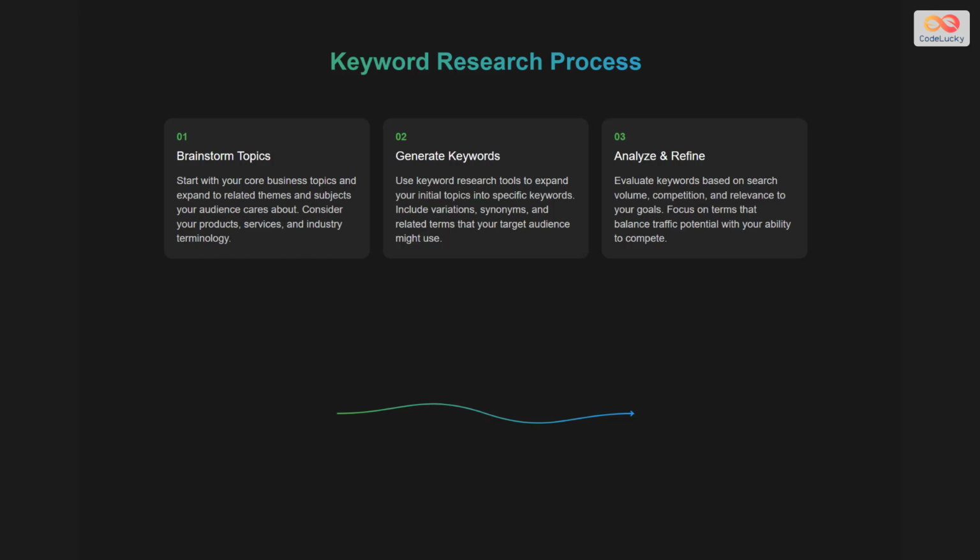Second is to generate keywords. Use keyword research tools to expand your initial topics into specific keywords. Include variations, synonyms, and related terms that your target audience might use. The third step is to analyze and refine. Evaluate keywords based on search volume, competition, and relevance to your goals. Focus on terms that balance traffic potential with your ability to compete.